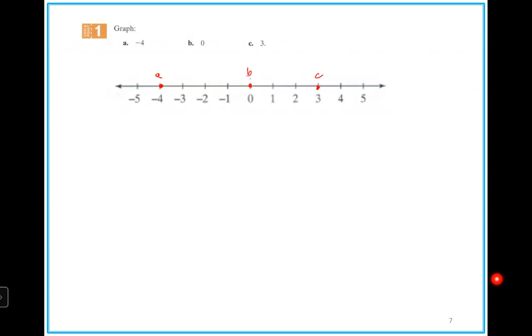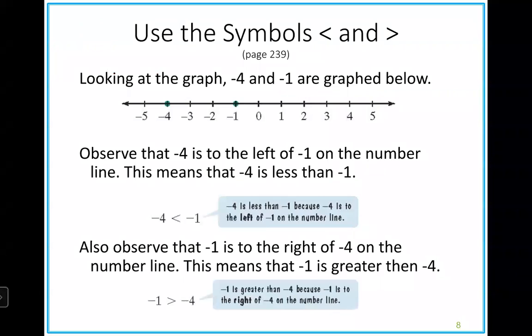All right. So when you're asked to graph numbers on the number line, that's basically what you would do, indicate where on the number line the number falls. Okay. So moving on then, we also can use the inequality symbols with integers in the same way we could use them with natural numbers.